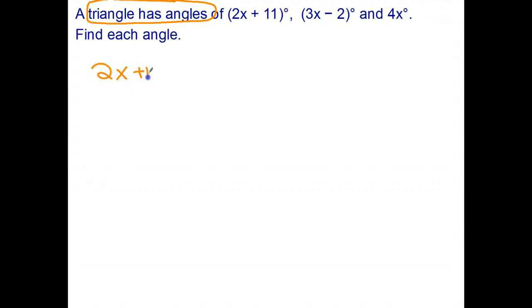We know that 2x plus 11, and we don't write the units in the equation, we save that till the end, plus 3x take 2, plus 4x, and those three angles must add to 180. And there it is, there's the equation. Again, you can solve it by first adding like terms and then solving the resulting equation. We'll leave it at that for solving linear equations.